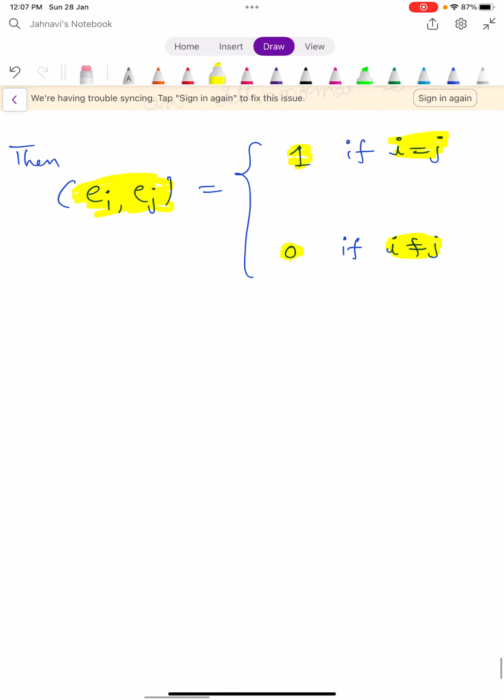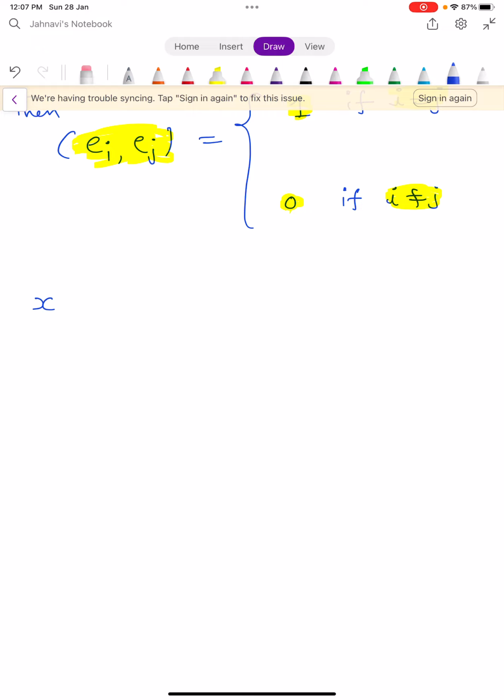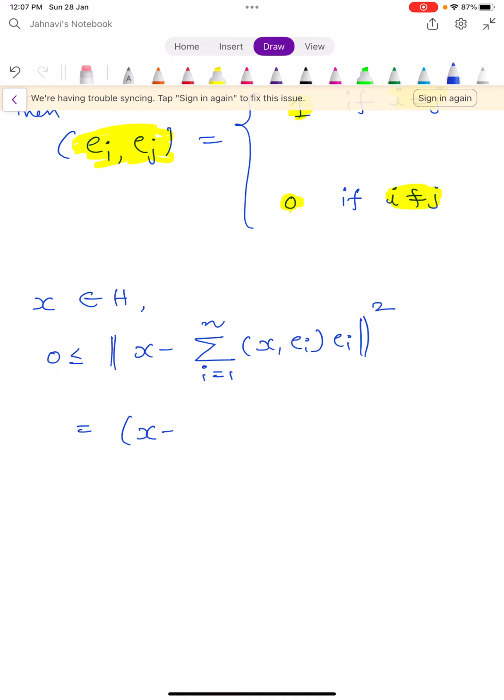Now consider an element small x. x belongs to capital H. Take an element in the Hilbert space, x belongs to capital H, and 0 is less than or equal to the norm of x minus the summation over i equals 1 to n of inner product of x comma ei into ei, whole square. This is everywhere true because the norm is a non-negative function and its square is also non-negative. Which is clearly equivalent to, square means, the inner product of x minus the summation over i equals 1 to n of inner product of x comma ei into ei, comma x minus the summation over i equals 1 to n of inner product of x comma ei into ei.